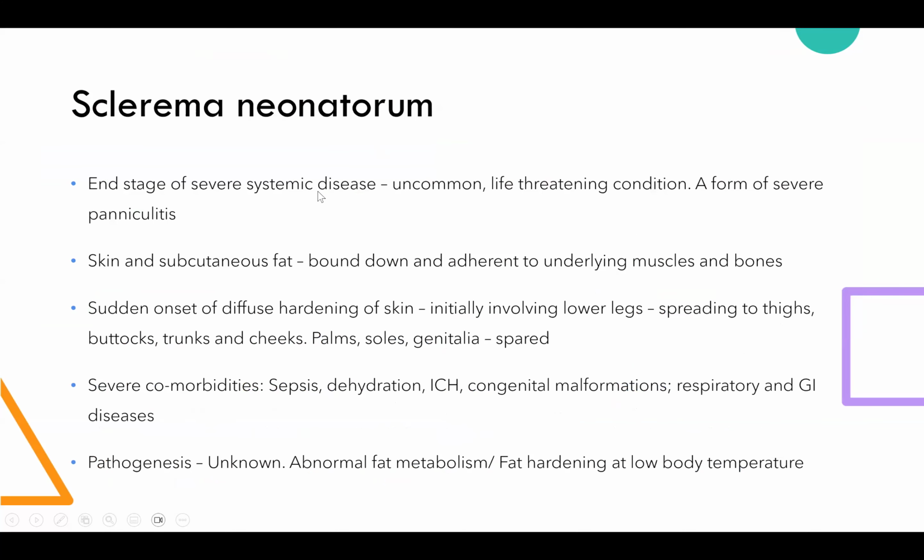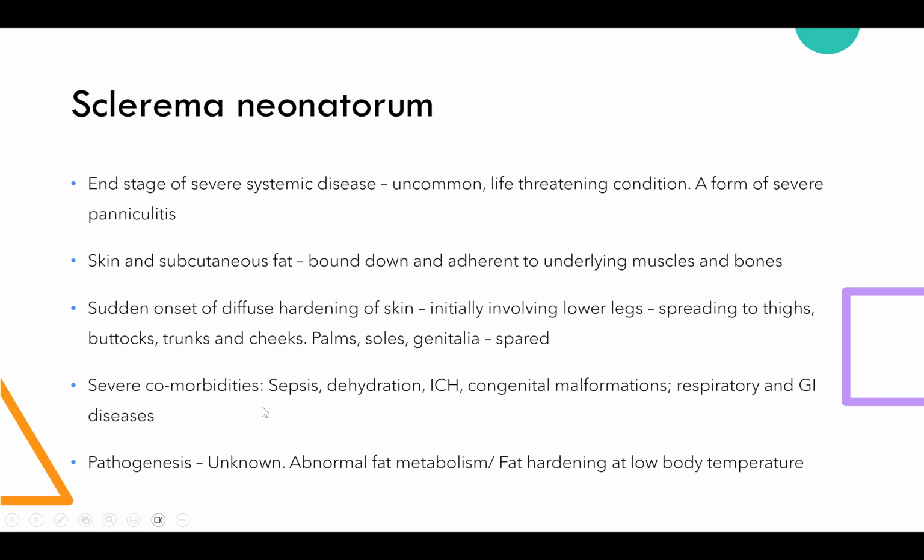Scleroderma neonatorum, I don't have any picture, but every one of you would have encountered scleroderma neonatorum. It is basically a form of severe panniculitis, inflammation of the subcutaneous fat. It involves sudden onset of diffuse hardening of the skin, initially involving the lower legs, spreading to thigh, buttocks, trunk, and cheek. Palms and soles are usually spared.